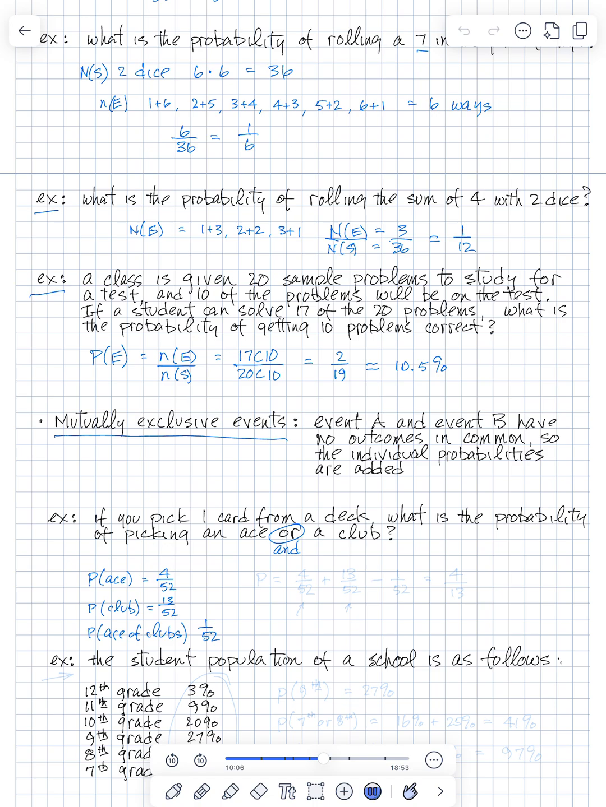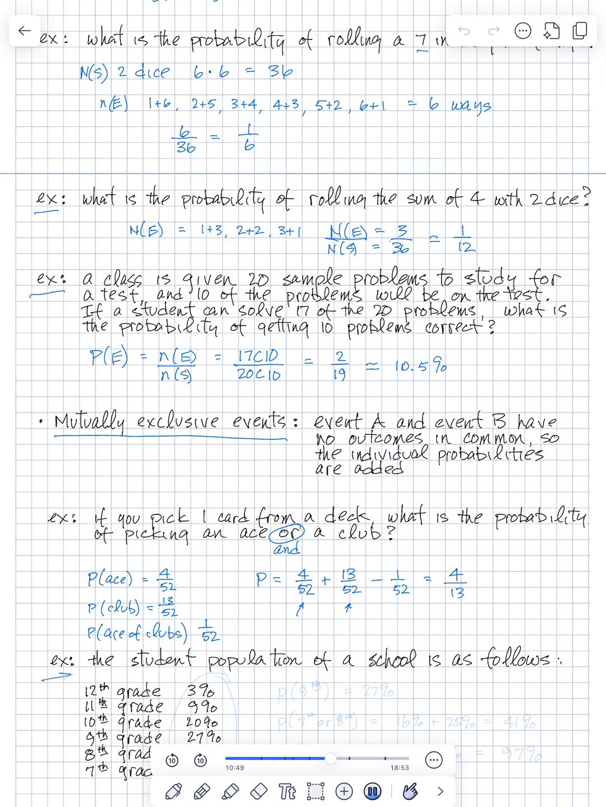So the probability is equal to the probability of an ace, which is 4 in 52, plus the probability of a club, which is 13 in 52. But then you have to subtract out the probability of an ace and a club because it's included in either this group or this group. So minus 1 out of 52. And so that turns out to be 4 out of 13.